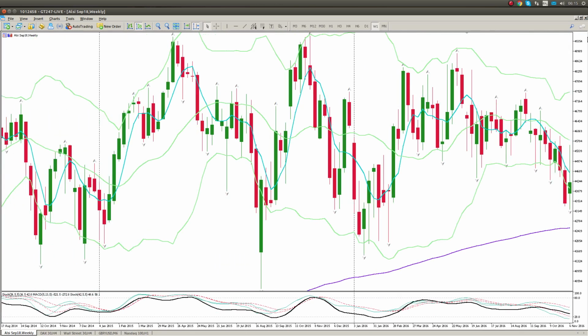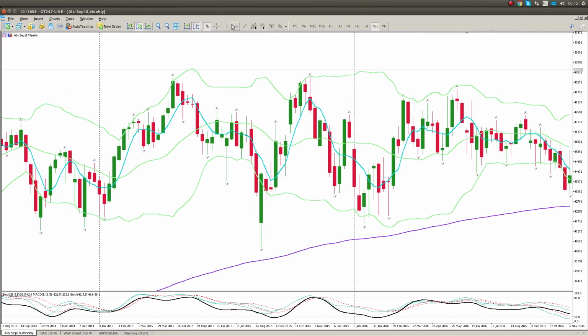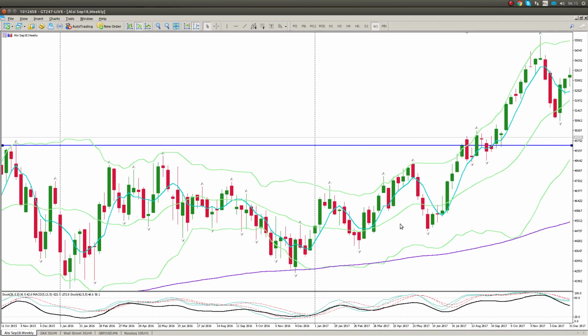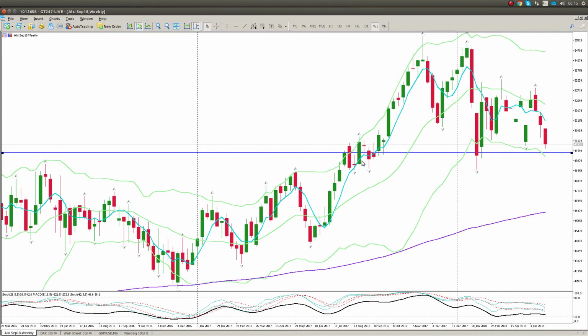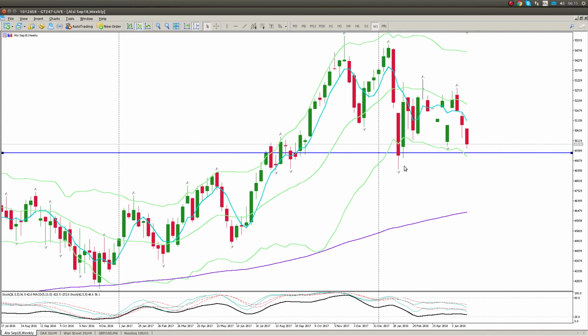Before we get started, I just want to highlight this level here. This was the previous double top in 2015 on the weekly, and we basically broke it in 2017. This is the area that we came back to and got bounced off, and we're bouncing in a similar area again.